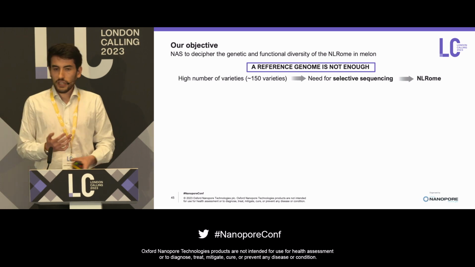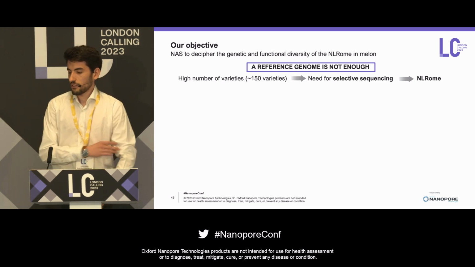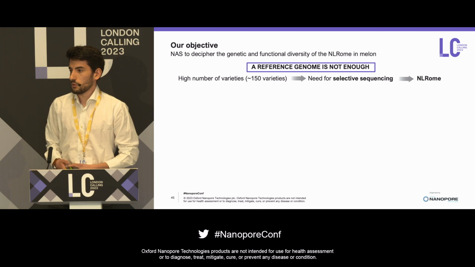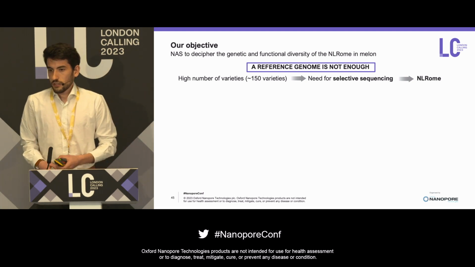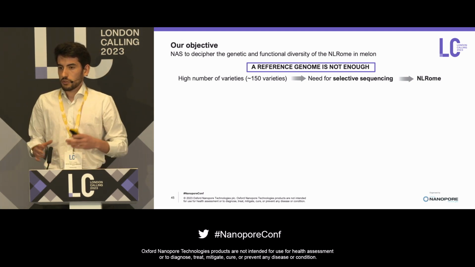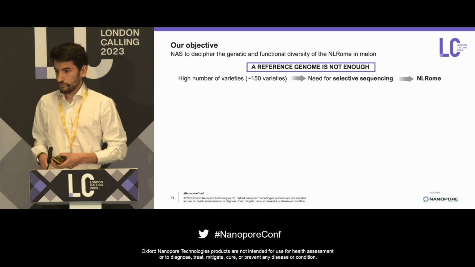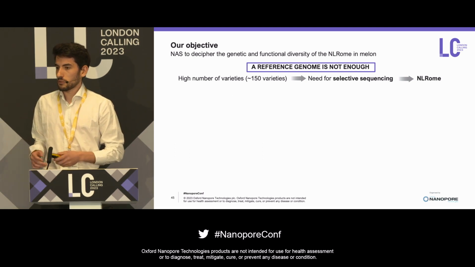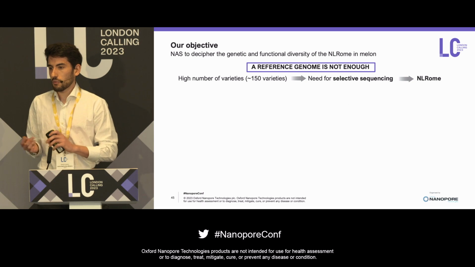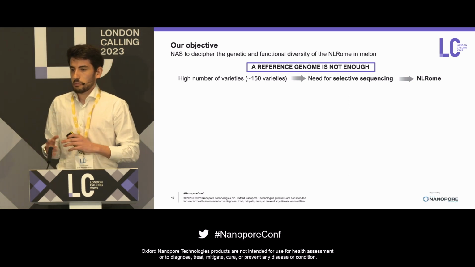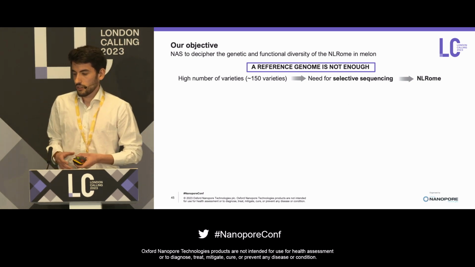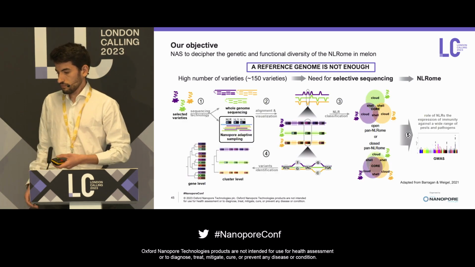So for that, we plan to sequence around 550 varieties. In fact, we will do 144. We will do adaptive sampling, so we will focus only on the NLR genes. And that's why we're talking about pan-NLRome or NLRome, and we are not talking about pan-genome when we do this collection.